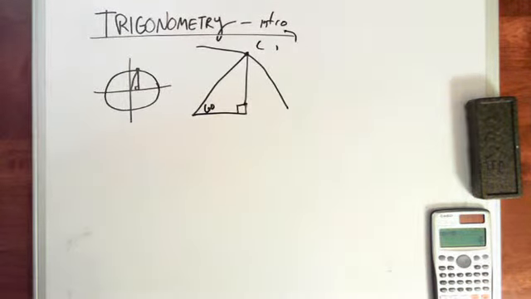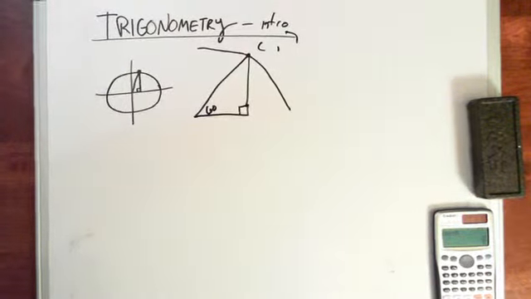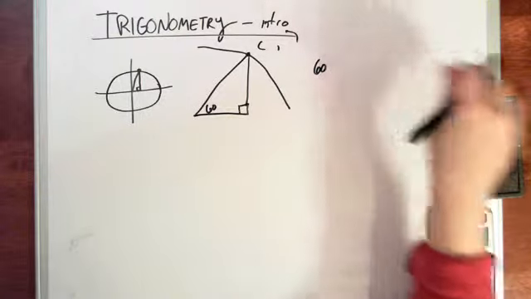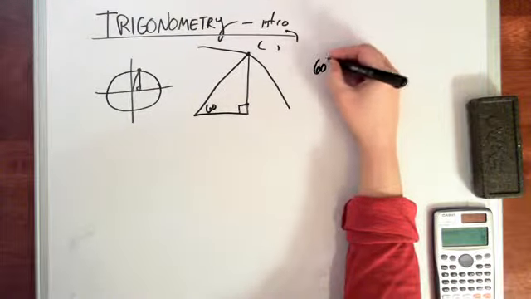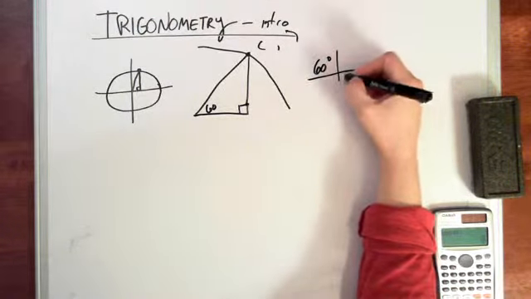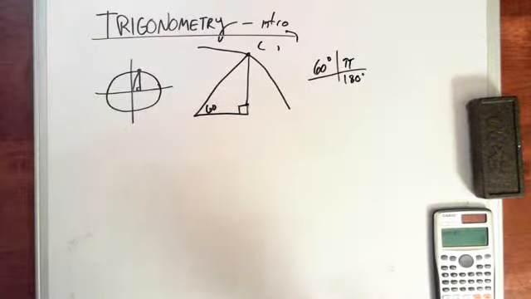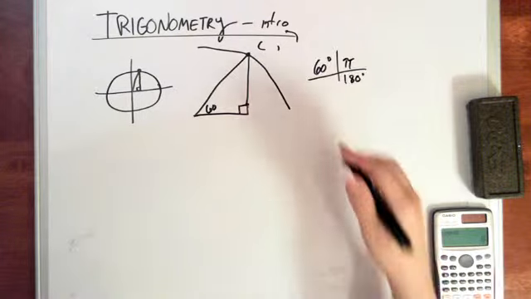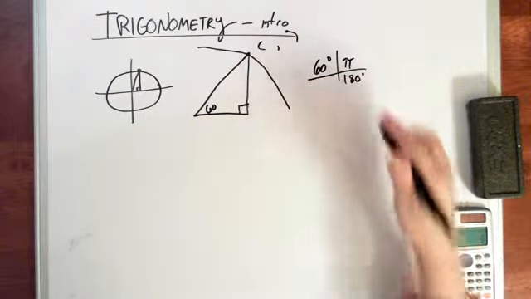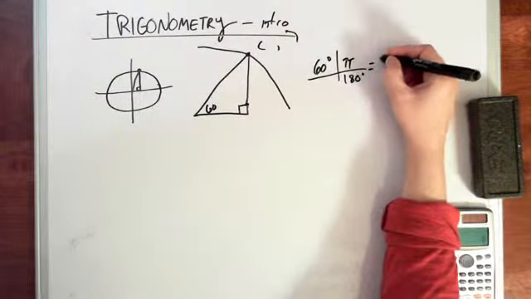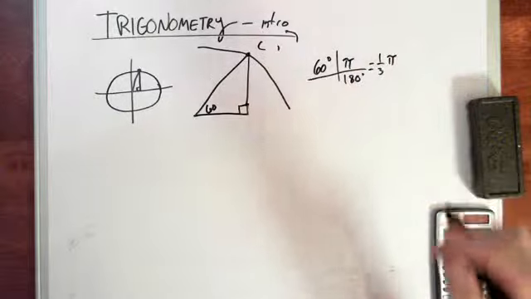So again, let's convert our 60 degrees over to radians. So we've got 60 degrees. I know that there are 180 degrees in pi radians. So if I calculate this out, I'm going to say that is equal to 1/3 pi.